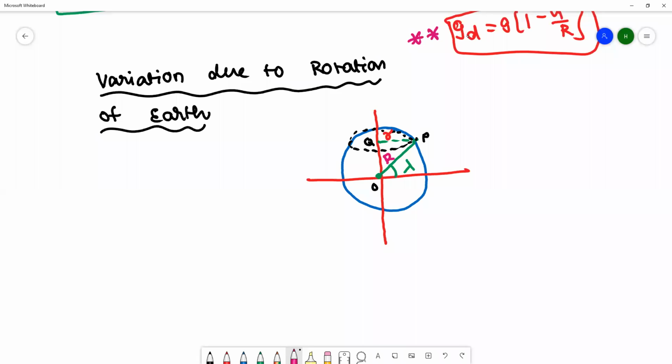Variation of g due to the rotation of the earth with the latitude. First of all, what is latitude? This is the center of earth, O. You can draw any point on the sphere; here I am going to draw the point P. The angle it makes with the horizontal line is said to be the latitude.